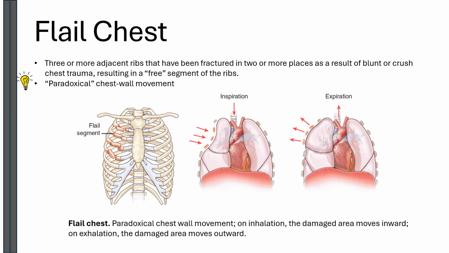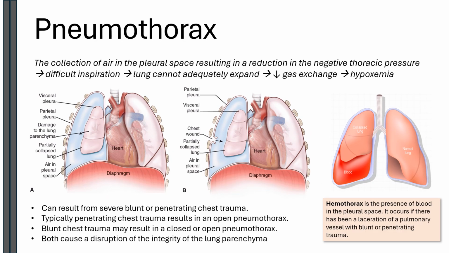So flail chest, paradoxical chest wall movement on inhalation, the damaged area moves inward. On exhalation, the damaged area moves outward. So that brings us to pneumothorax.